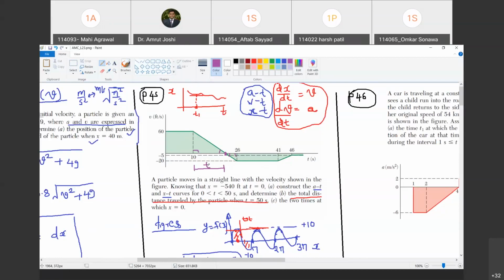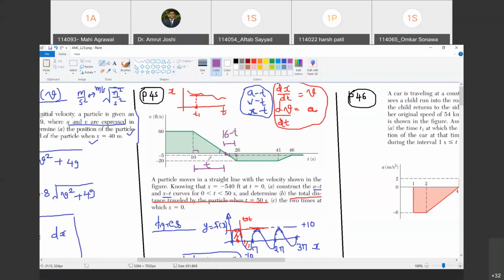What shall we call this distance? T. T. Are you with me? So tell me how much is this distance? This is 10. This is 26. So this total time is 16. So this distance has to be equal to 16 minus t. Do you agree with me?